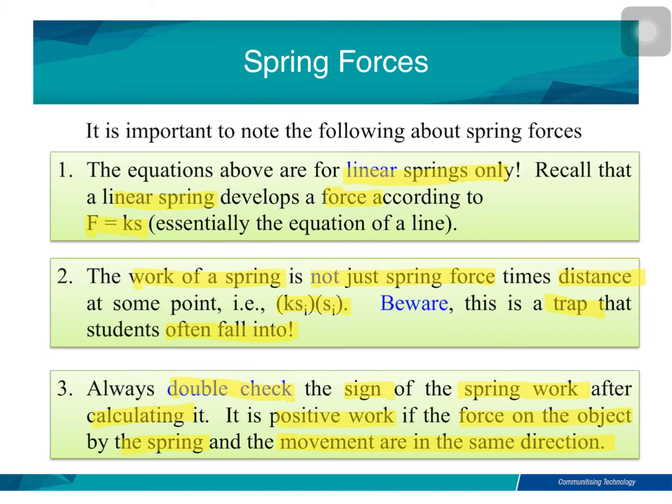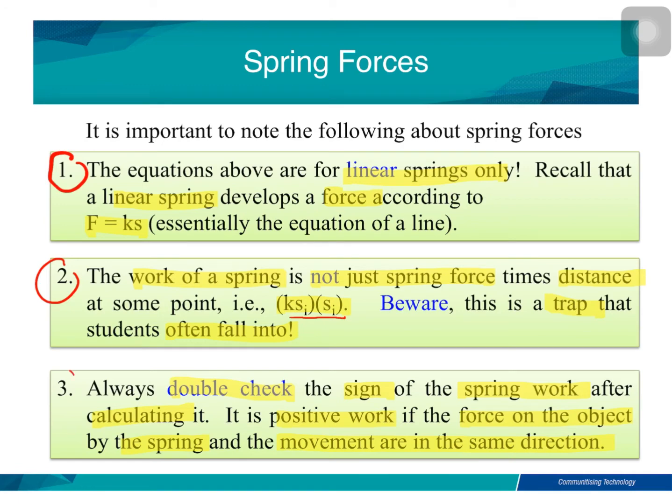Here there are important things to remember when you are doing the calculation. Number 1, the equation above is for a linear spring only. Recall that a linear spring develops a force according to F equal to Ks. Number 2, the work of a spring is not just spring force times distance, but you must remember to multiply by the displacement too. So it becomes Ks squared. In statics we use Ks only, right? In dynamics we have the displacement, that's why it becomes Ks squared. You must beware of this.